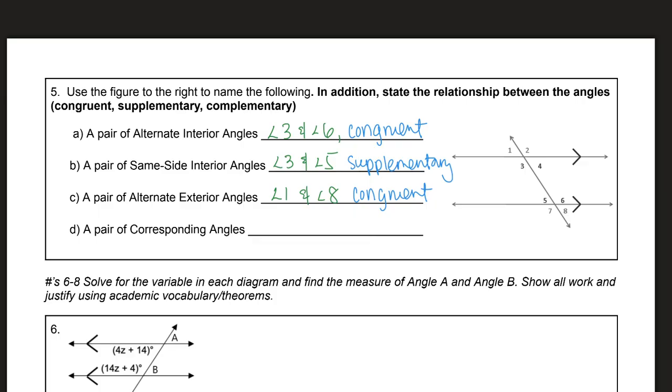And then lastly, the pair of corresponding angles. So corresponding angles are the angles that match position. So if we think of this as being one set and this being one set, we're looking for angles that are in the same position. So 1 and 5 are corresponding because they're both in the top left-hand corner. We have 2 and 6 would be corresponding, 3 and 7, and 4 and 8. So I'll say angle 4 and angle 8. And since they match, we know that those are also congruent.